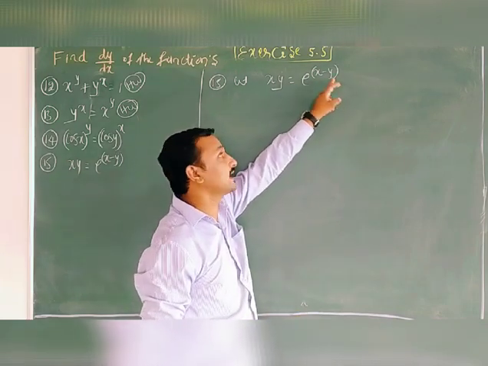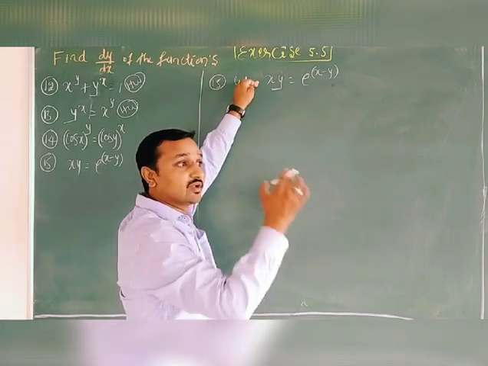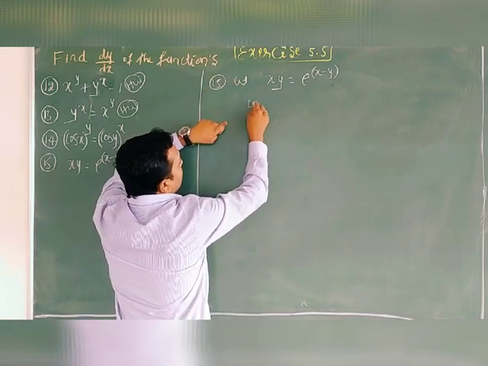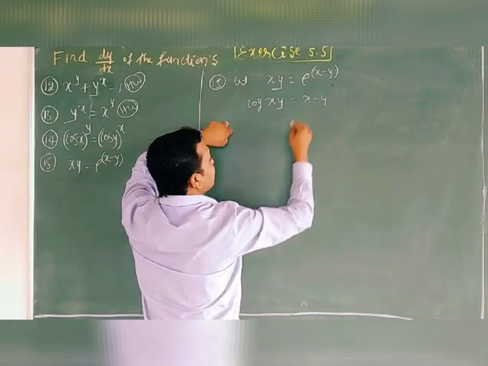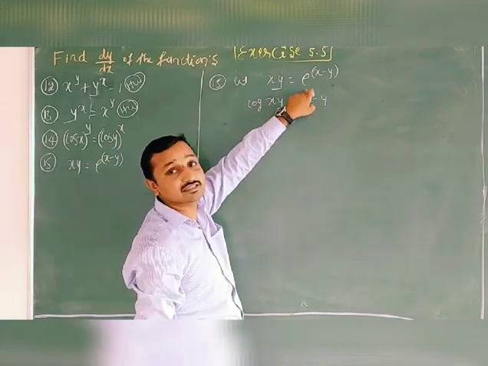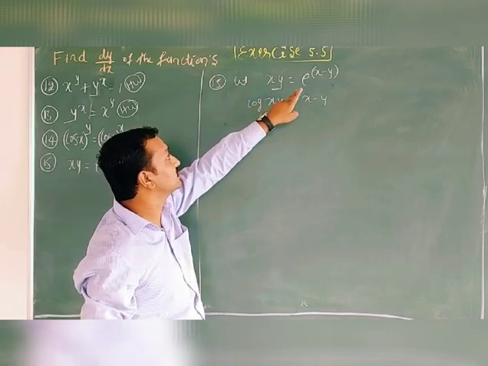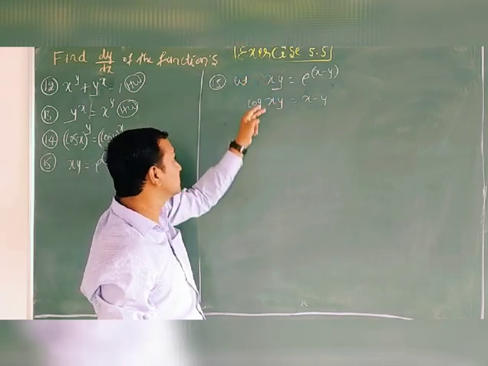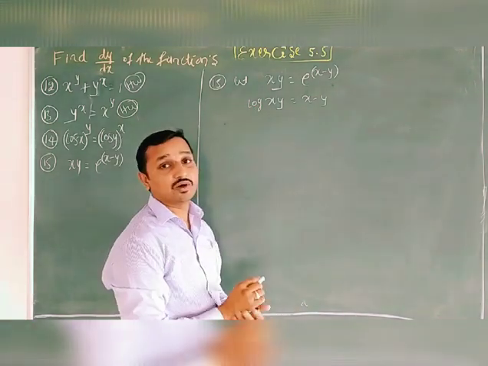Okay? What will I do? This exponential function shifted to the left-hand side will become a logarithmic function. Directly, what is that? Log of x into y is equal to x minus y as it is. Because if this exponential function is shifted to the left-hand side, it becomes 1 by e, which is the inverse of this function. That is log of x into y.